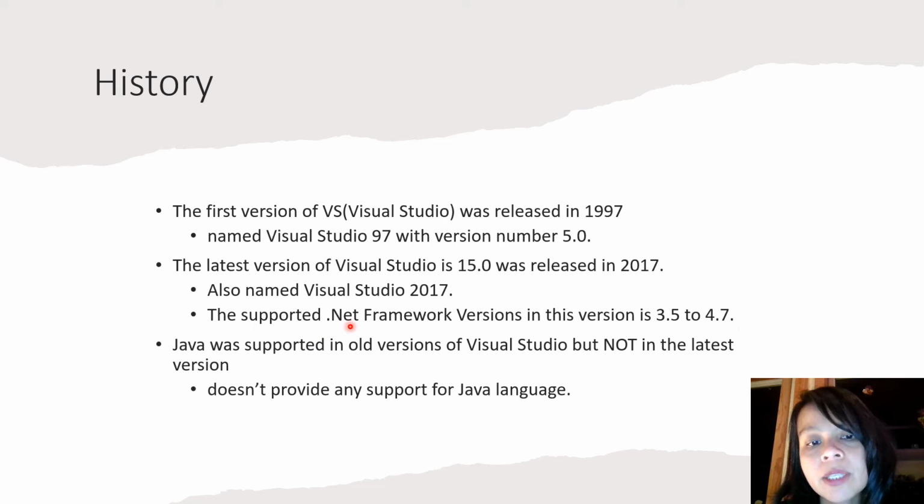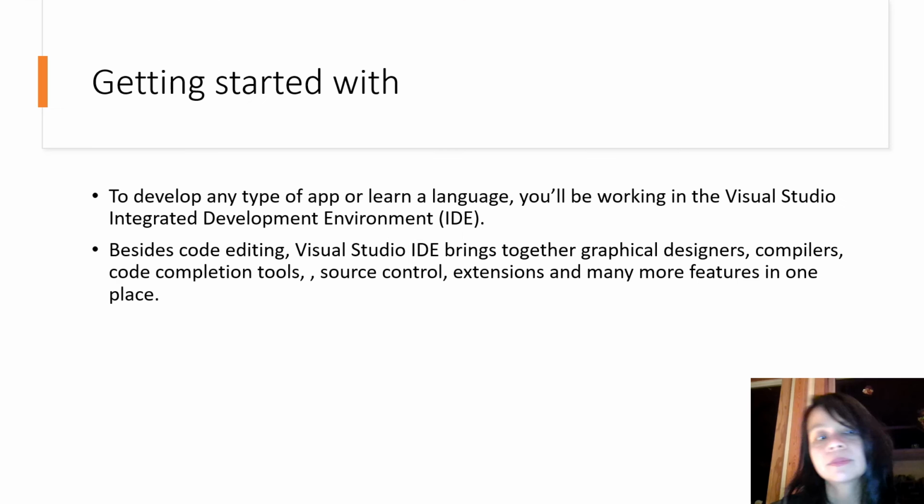Okay, so you're going to be using .NET framework versions. The versions that are supported are 3.5 to 4.7. Java was supported in old versions of Visual Studio, but not in the latest version. So it doesn't provide any support for the Java language, just so you know.